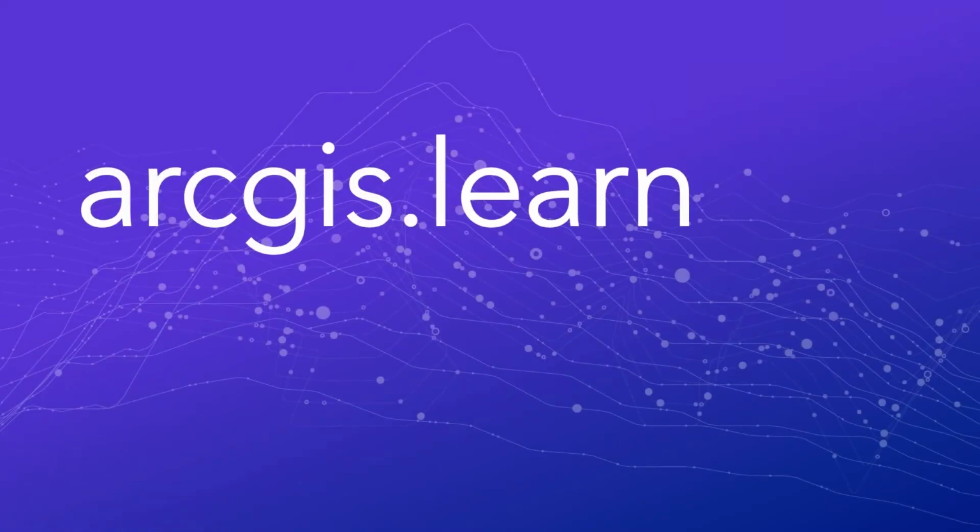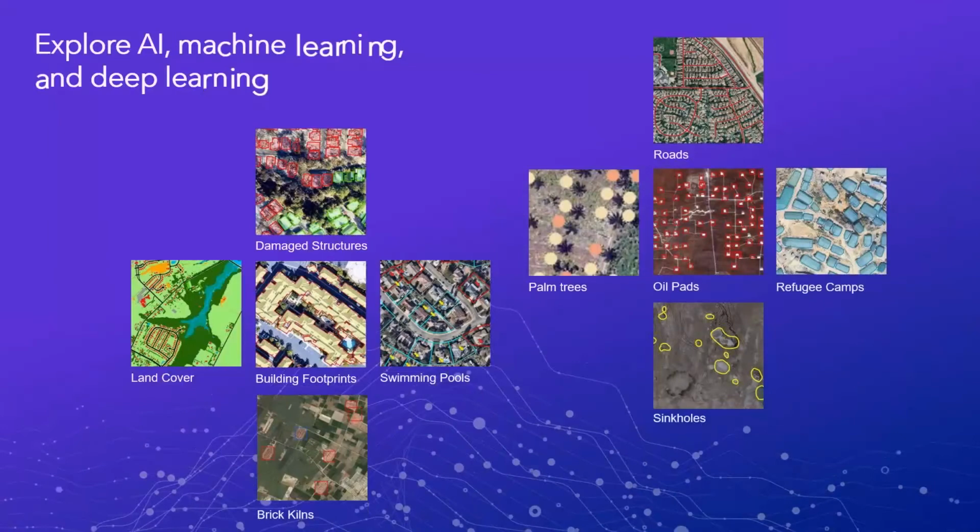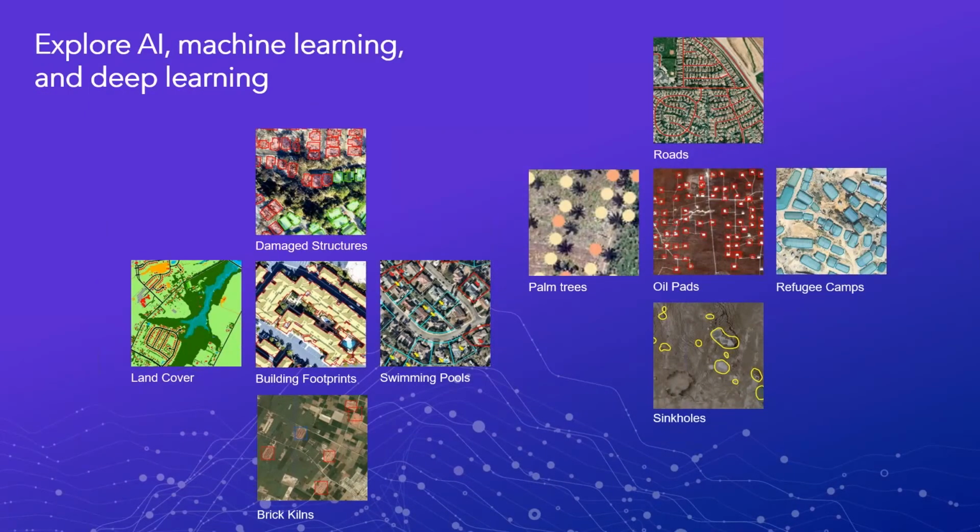Then there's the ArcGIS.Learn module, which is the deep learning and machine learning module of the Python API. So you saw a little bit of that with the point clouds, but you can do a lot more with that. So you can explore AI, machine learning, deep learning. Here's some examples of some traditional workflows, things like object detection, classification, feature extraction, but it doesn't stop there. You can analyze documents and extract features from them for natural language processing.